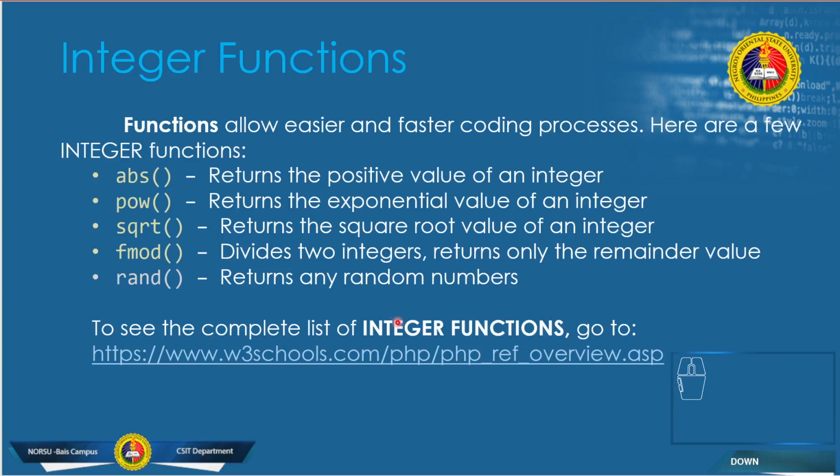Okay, functions. Alright, so let's try some integer functions. So again, functions allow easier and faster coding. Here are a few integer functions. We have ABS, which returns the positive value of an integer. ABS stands for absolute value. What is the meaning of absolute value?